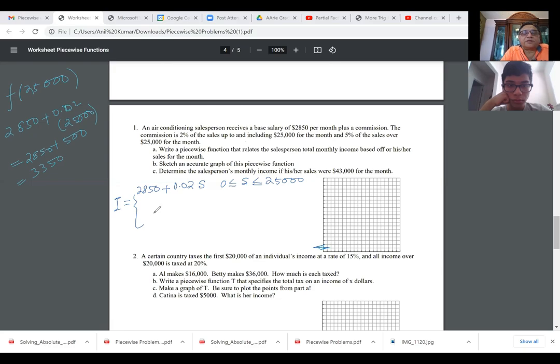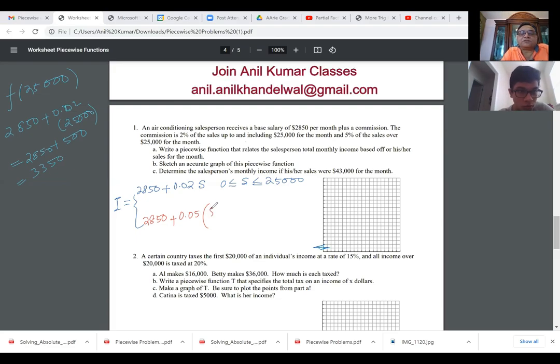So what should be the equation? Above this much, the 5% commission is applied. And let me write in a different ink, 2,850 is still plus. It's still getting plus 5%, right? On what? We are getting 5% on any amount which is above 25,000, right? So sales minus 25,000. Is it okay? This is a very critical part. So on this particular thing, we are getting sales.